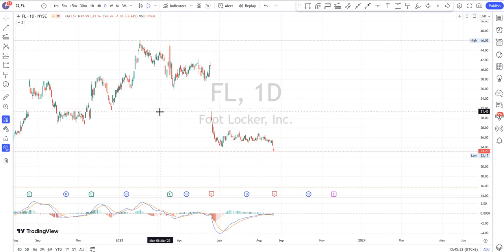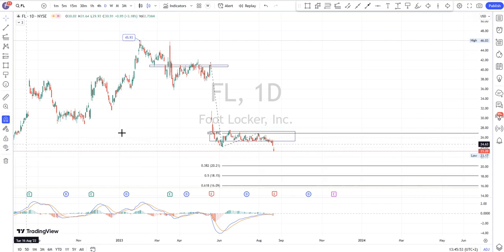Hello there. Let's have a quick technical analysis on Foot Locker. You may know in pre-market, Foot Locker was down a lot, something like 30% because of their price warning. So how do you react to its price warning by using technical analysis intraday? Let me show you my drawing or my technical analysis here.